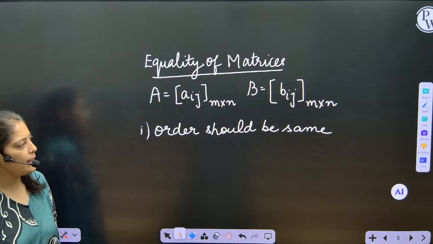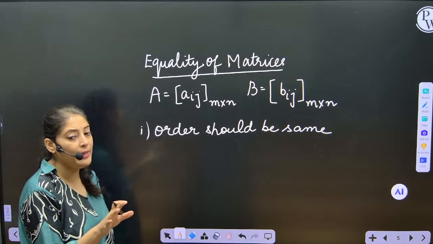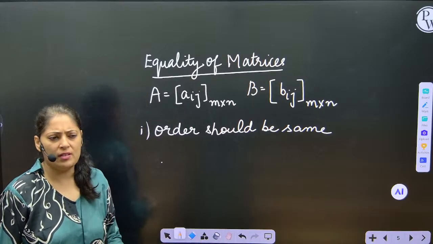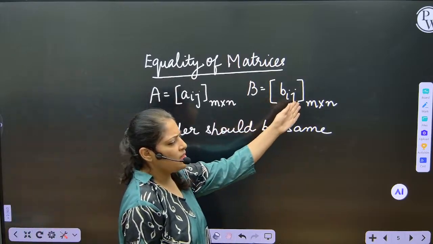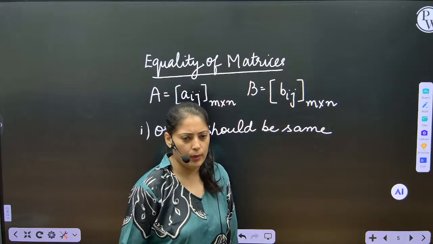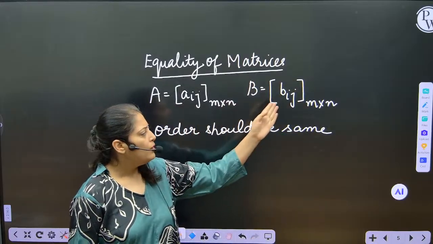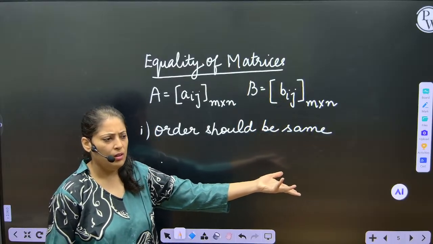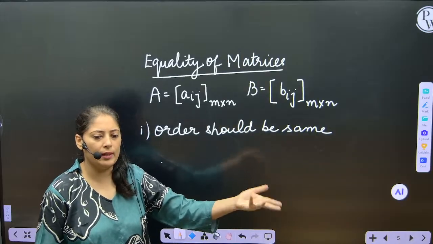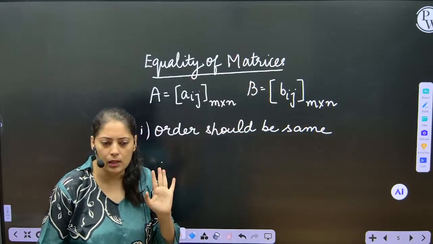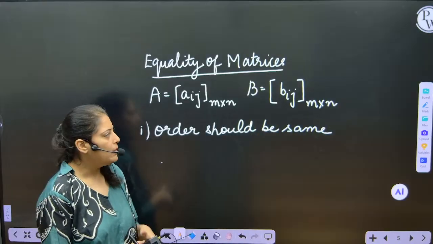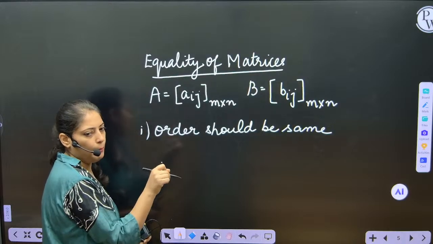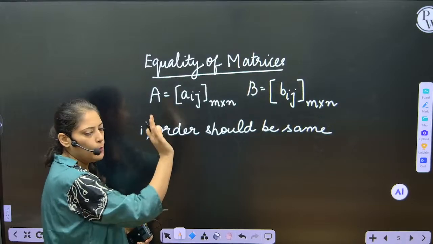Okay, first thing, they should be comparable. We can compare the matrices. Suppose this is 2 cross 3 and this is 3 cross 2. Only 2 rows are there, 3 rows are there. You can't compare, no? So we can't say anything whether they are equal or not. Of course, we will say they are not equal only. So first condition is order should be same. If it is not there, equality will not happen.